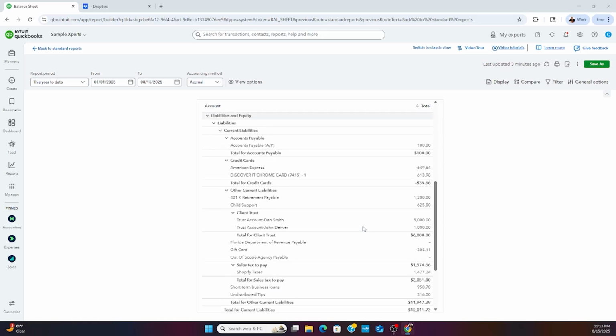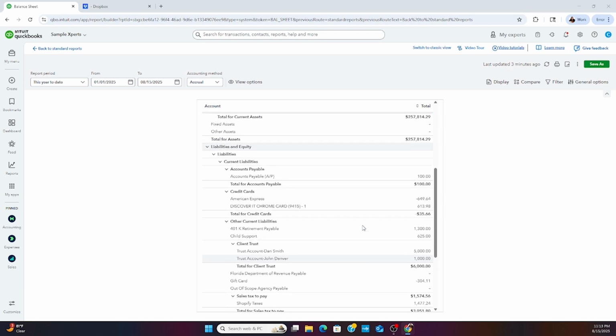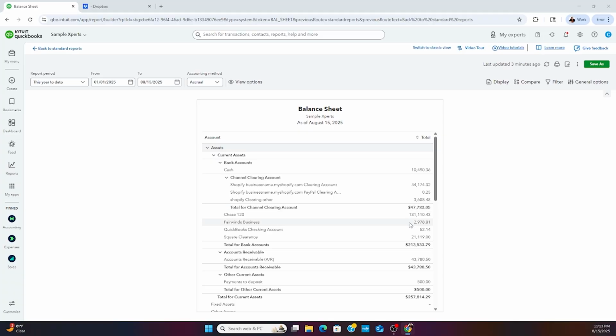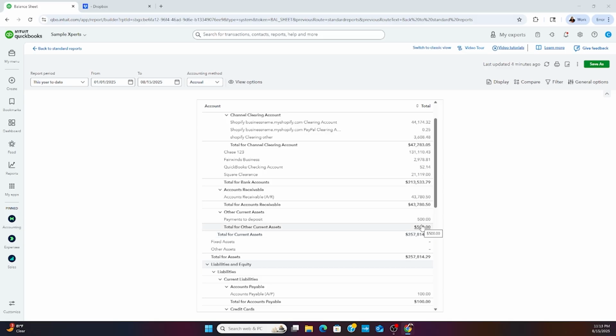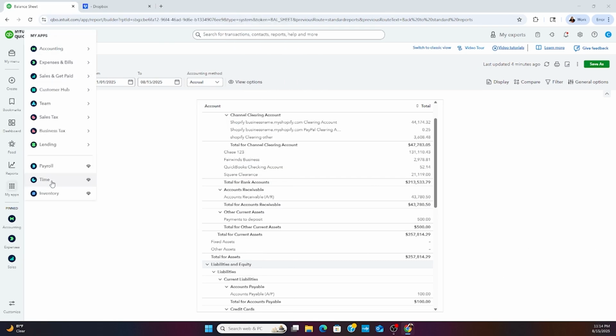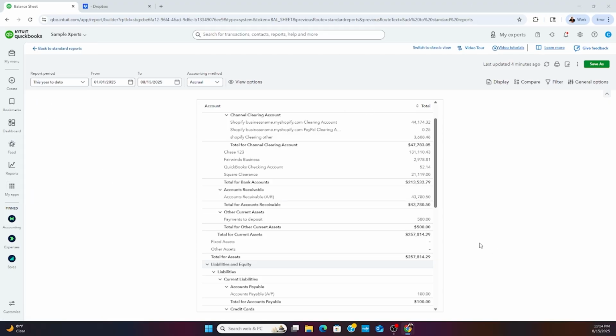Keep in mind that this is a sample account, so it doesn't have accurate information here. If I wanted to find out, I'm going to take a look at my current assets, which would be my cash availability, and so on. Let's suppose the current assets would stop right over here. So this includes your accounts receivable, and maybe your deposits. So my current assets would be 257,814.29, and this is divided by all your current liabilities.